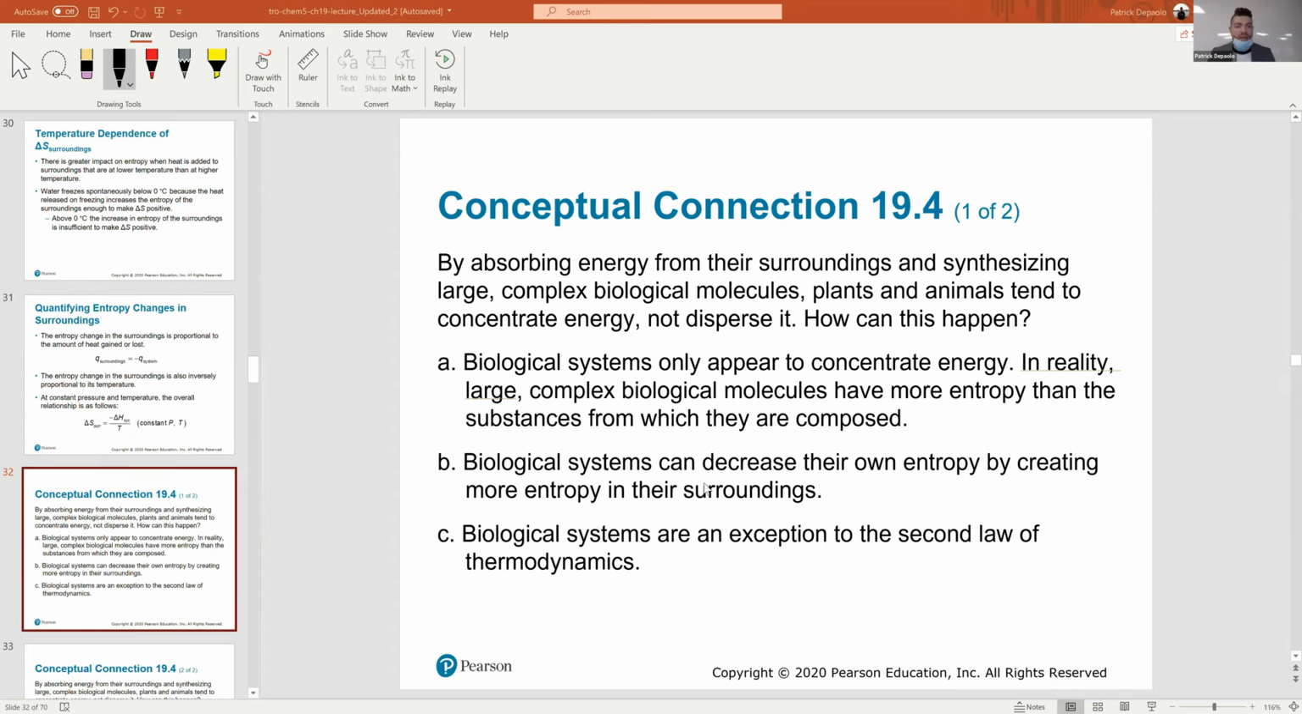So that's not true. And B is true because biological systems decrease their own entropy by creating more entropy in their surroundings. That's how biological molecules are formed, like a protein. So, how do they do that? Good question. Now, let me think. We'll use a protein example because I'm a protein biochemist. Proteins are made from amino acids, right? And you have a whole big process of protein synthesis.